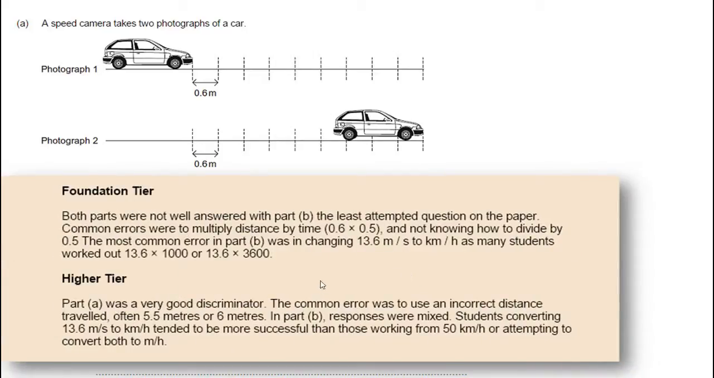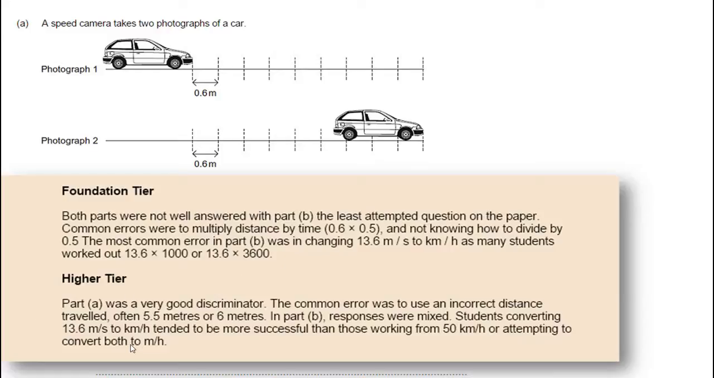So for the foundation students, apparently both parts weren't well answered. Part B was the least attempted question on the paper. Common errors were to multiply distance by time and not knowing how to divide by 0.5, so dividing by a half. So that's something we'll pick up in a moment. The most common error in part B was in changing the 13.6 metres per second to kilometres per hour. Apparently many students just did 13.6 times 1,000 or 13.6 times 3,600, whereas they need to use both of these to get the correct answer.